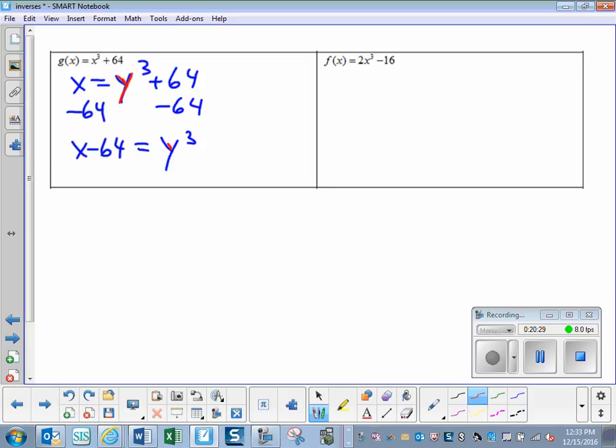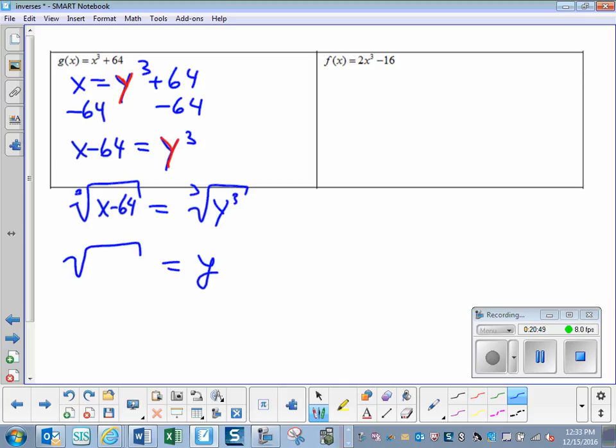Now how do I solve for y? Yes, cube root, both sides. So on the right, the cube root will cancel the exponent, so I have just y. And on the other side, I just keep that cube root. And do I need to put plus minus in front of my cube root? No. Why is that? It's an odd number, right?